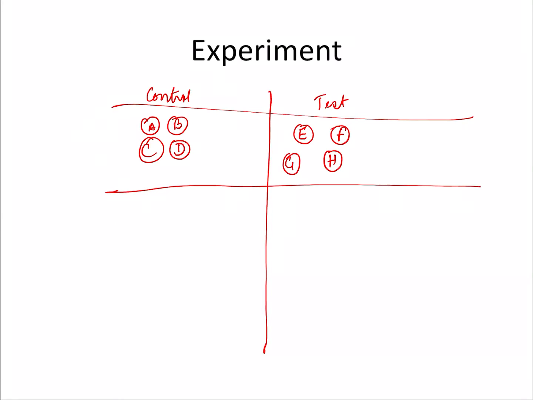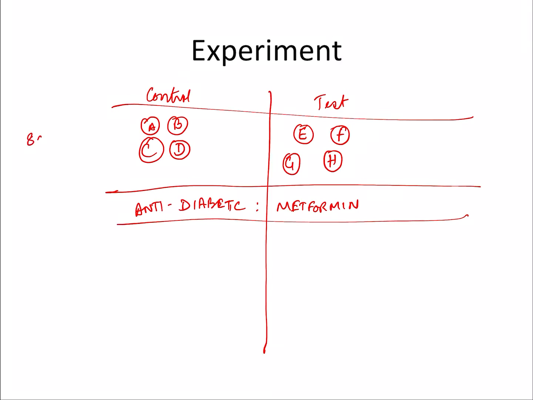And let's pretend we're testing the efficacy of a diabetic drug. So we're testing the effect of an anti-diabetic. Let's say we call this metformin. And we are going to administer the drug between a control and test group. So we get the baseline for everybody in the control and the test group. So we measure, let's say this is done at 8 a.m. We take measurements, measure blood glucose.